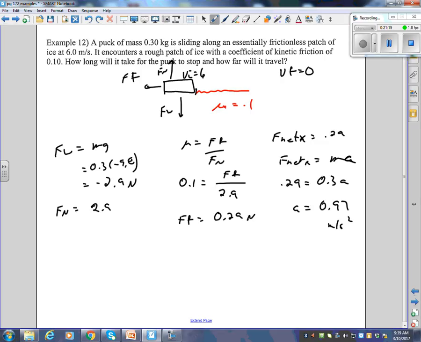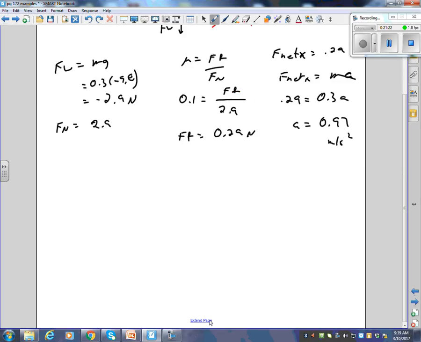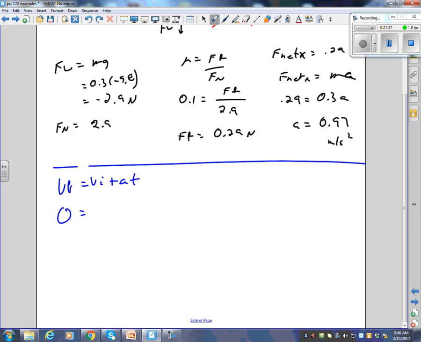Okay, so we want to know how long will it take it to stop. So now we're into kinematics here, aren't we, right? We want time. I guess we probably want to say VF equals VI plus AT. That would be 0. The VI is 6. Now, is that 0.97 positive or negative? It's negative. How come? Because it's slowing down, stopping, right? And you're going to have to manually do that.